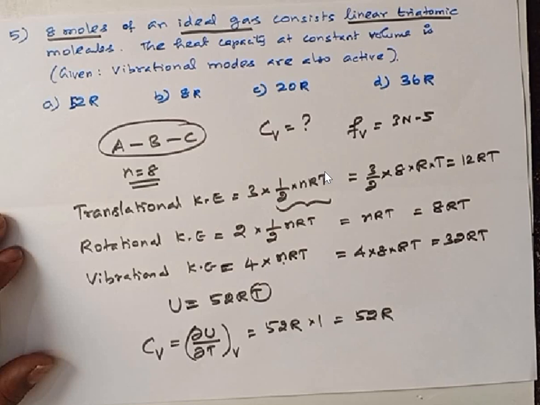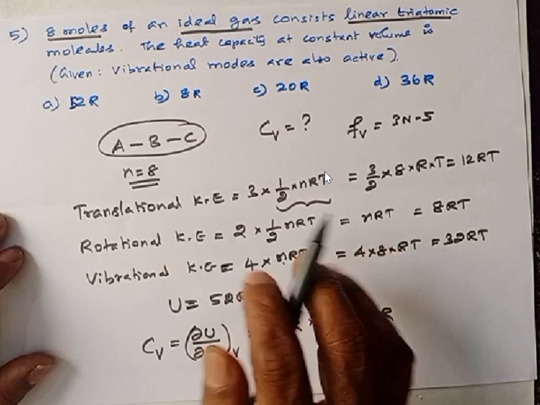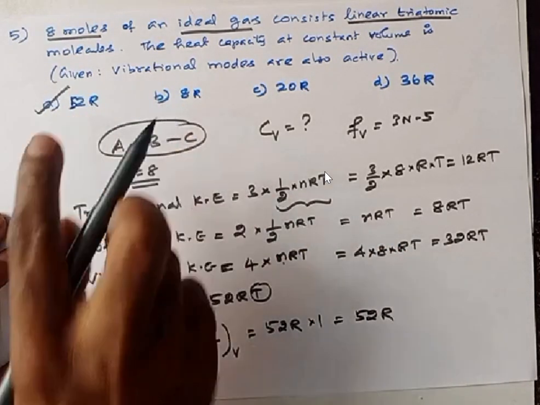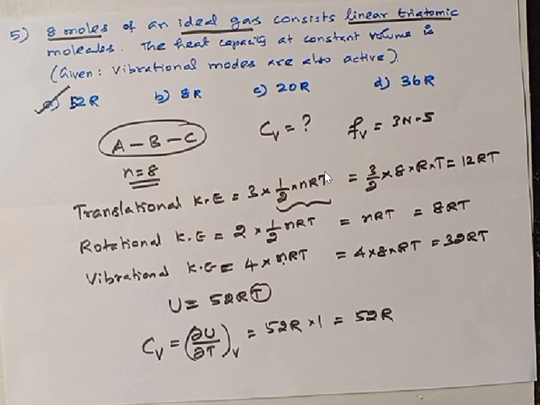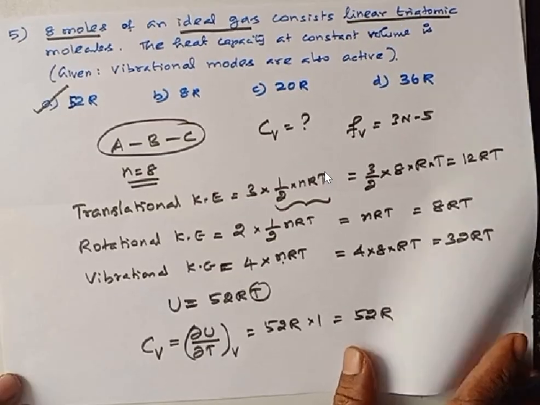So for this question, the correct option is option A. In option A, 52R is given. Okay, take note. Now let me move on to the next question.